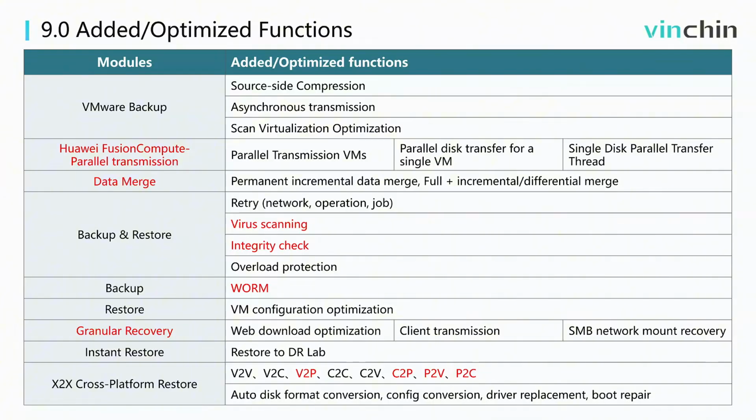And for the backup and restore for all the modules, we set the job retry, virus scanning, integrity check, and overload protection. And for backup, we can set the WORM. For the restore, we set the virtual machine configuration optimization. And for the granular restore, there are three different ways: the web download optimization, client transmission, and SMB network mount recovery.